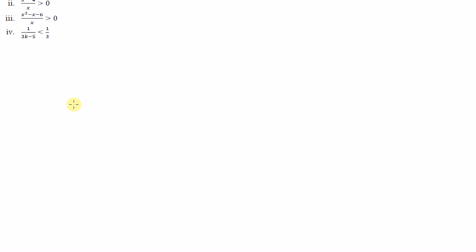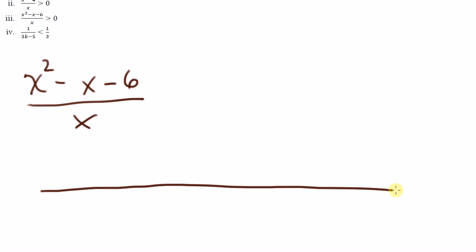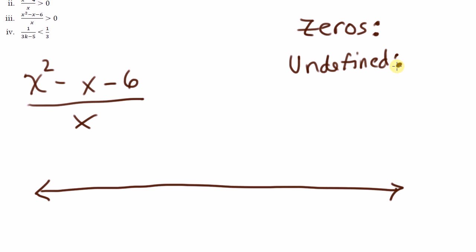Okay, so the next inequality we have is x squared minus x minus 6 over x. So draw our number line. And the things we are going to identify are our zeros and undefined. So our zeros are when the numerator is 0, so I'm going to factor, or try to, hopefully this works out.